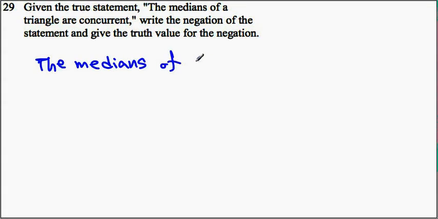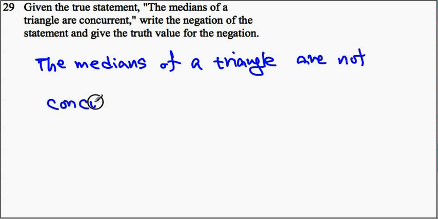Write a negation of the given statement. Negation is simply putting the not. So the medians of a triangle are not concurrent. Now, we know that medians always meet at one point. But the fact that they are not concurrent, so therefore this will not be true because they always meet up at one point. So the answer will be false.